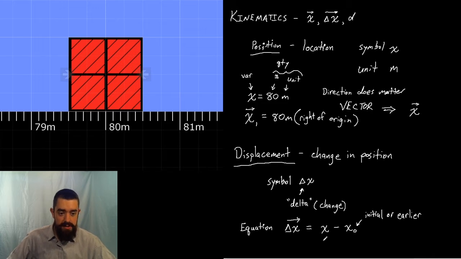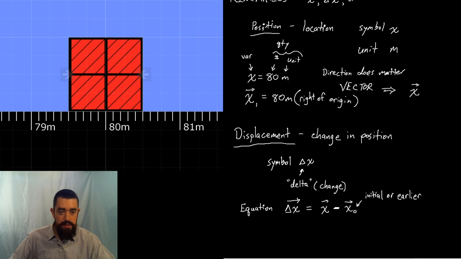That little 0 means initial or earlier. So x later minus x earlier. It's a difference. The difference between the two positions would be the displacement, and this would give us the straight line distance between the two.